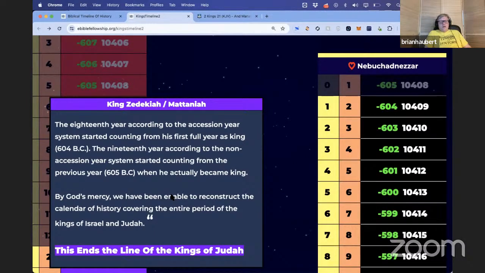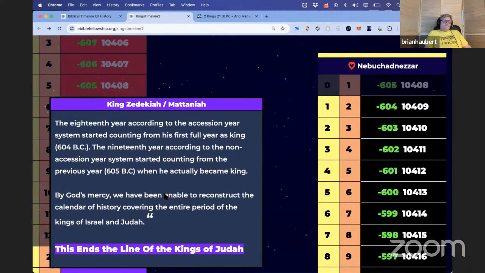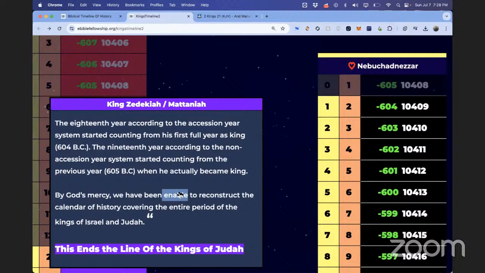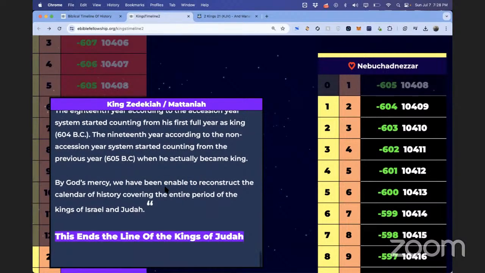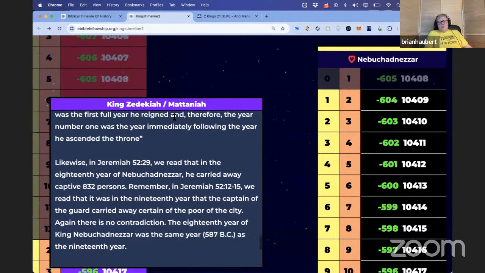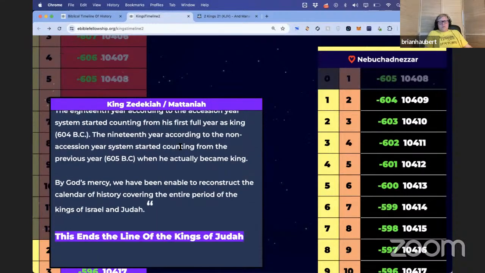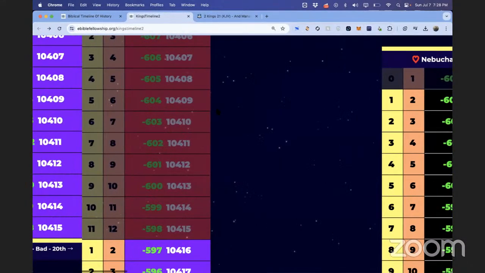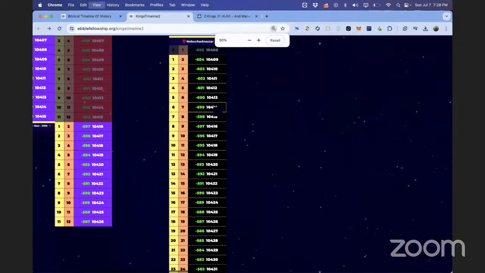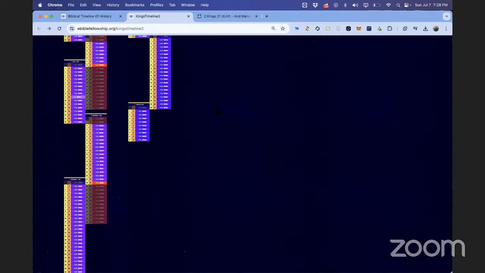This ends the lines of the kings of Judah. I think this is a typo, but Mr. Kempe probably meant to put Abel. Or it could have been Abel's. Yeah, so that's it for the lines of the kings of Judah. So we finally finished the kings. It took us a while, but we made it.